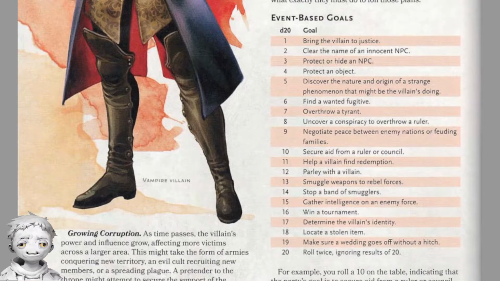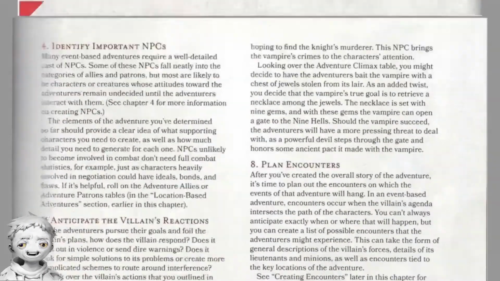For example, you roll a 10 on the table, indicating that the party's goal is to secure aid from a ruler or council. You decide to connect that to the leadership of the order targeted by your vampire villain. Maybe the order's leaders have a chest of jewels stolen from that vampire centuries ago, and the characters can use the chest as bait to trap the villain.